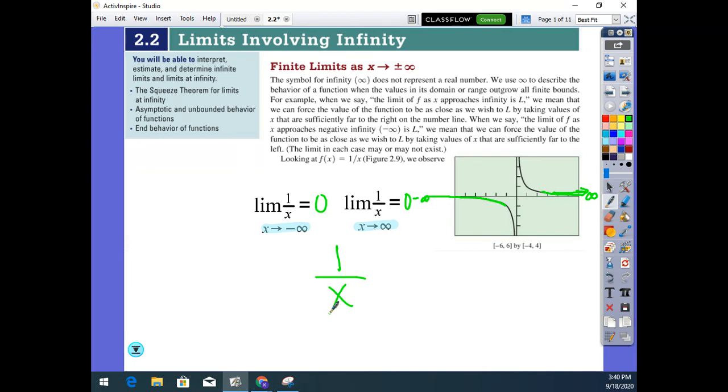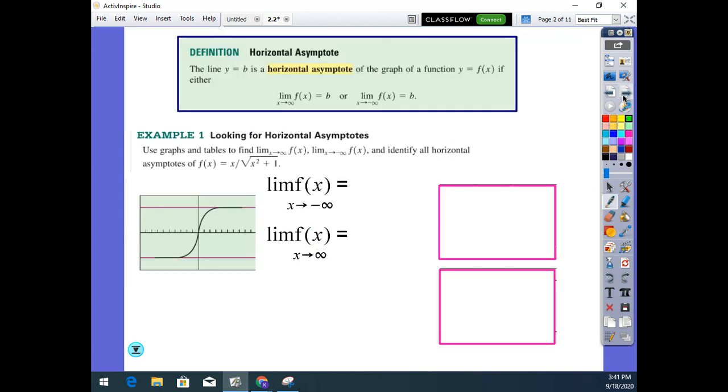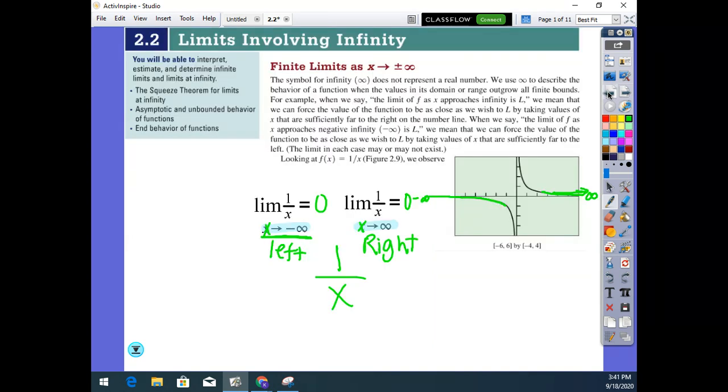But really, if you have a graph to look at, first, this is just telling us look all the way to the left, and this is all the way to the right. But really pay attention to what x is going towards, because it can be different answers. So we actually define horizontal asymptotes as: a line y equals b is a horizontal asymptote if the limit as x goes to positive infinity equals a number, or the limit as x goes to negative infinity equals a number. You need to pause it.